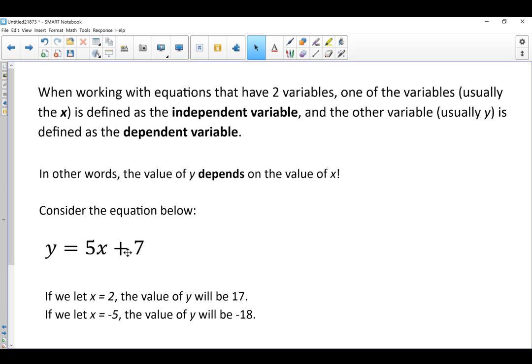Okay, now I don't want you to worry too much about independent and dependent variables. We will definitely cover this topic again, especially when we get to solving word problems. I promise we'll cover this topic. I just wanted to briefly introduce it.